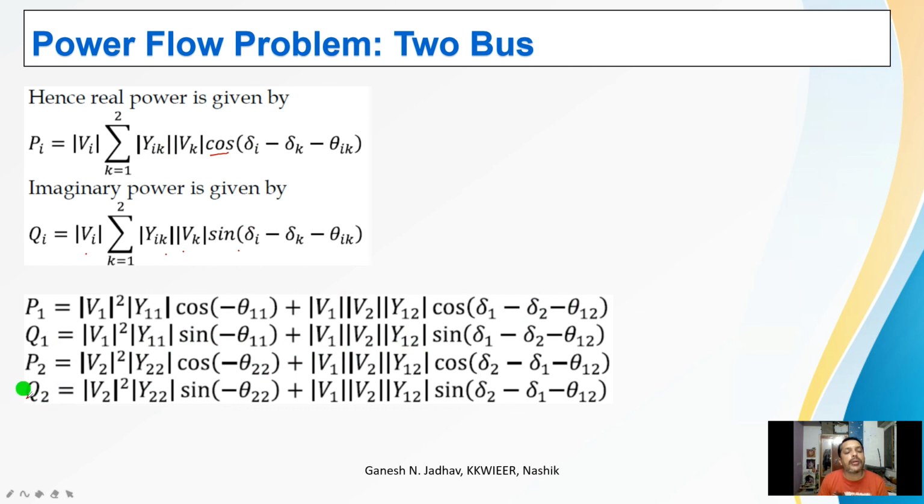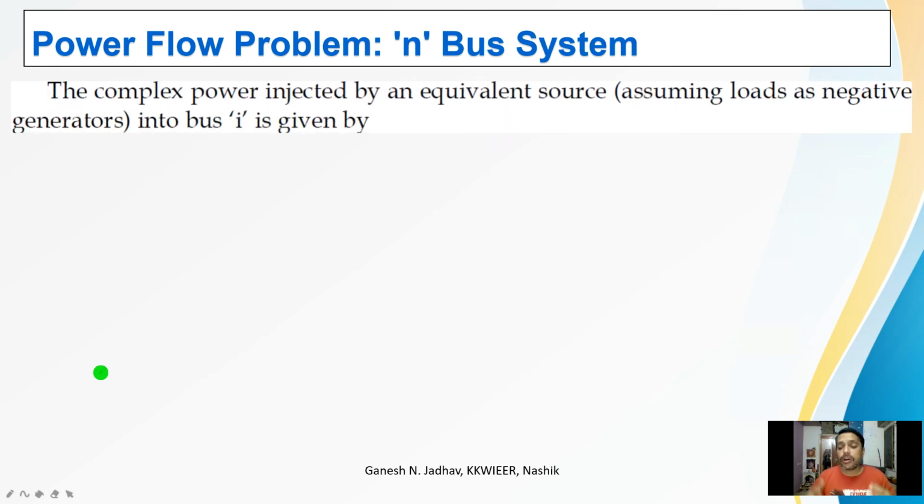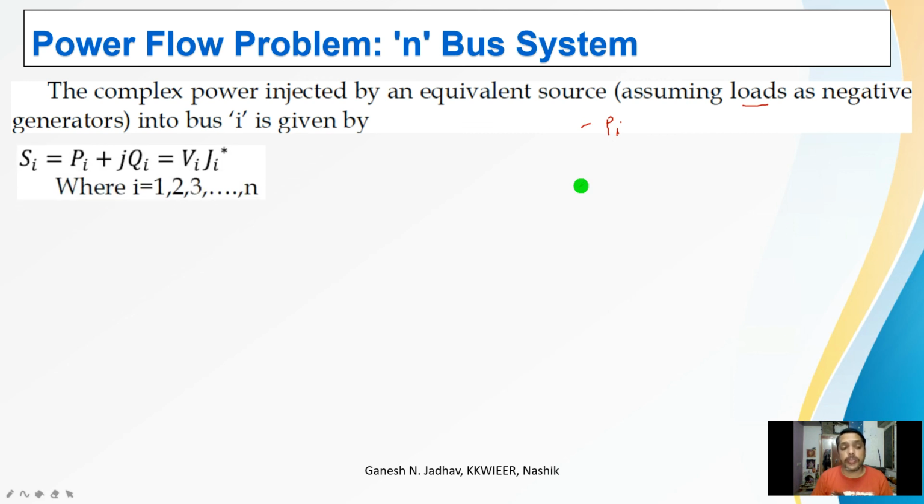Similarly for bus 2, active power and reactive power. Hope you got all these terms. Similarly, we will expand this, since our system is not a two bus system. We have n number of buses connected together. So to form the n bus system, we will assume that the loads are negative generators, because they consume the power. So we take the load as a negative generator, meaning we are considering the active power. If it is a load bus, it is as good as a generator with a negative sign, which indicates that it consumes the power.